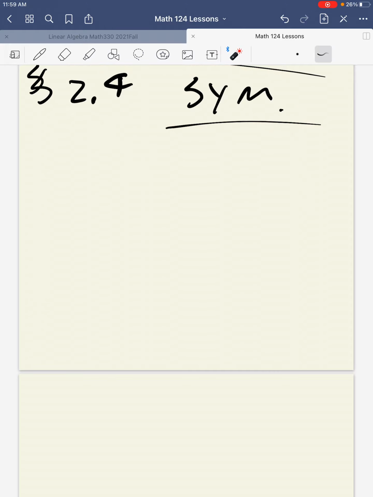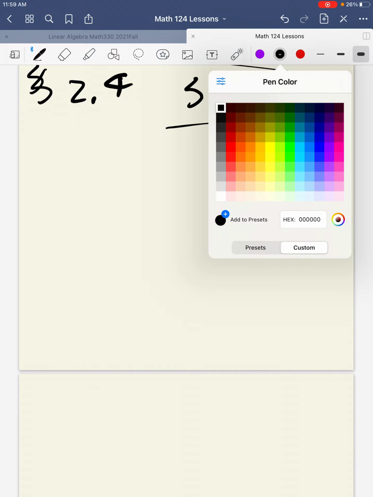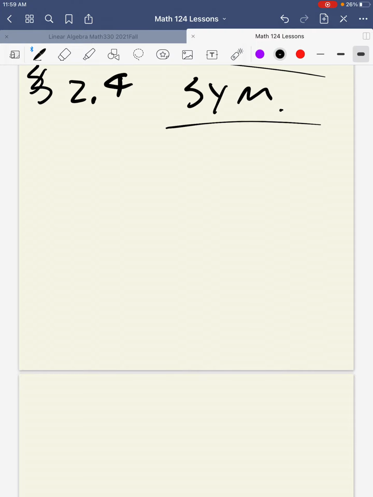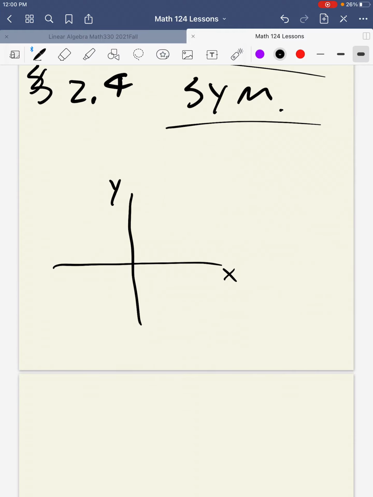The topic is symmetry. So we will begin this lesson by discussing symmetry from a graphical point of view. That is, I will draw some graphs and discuss the types of symmetry. So let me start with the XY plane here. Okay, and I'm sure you have an intuition of what symmetry is. It's when it looks the same on one side as it does on the other side.